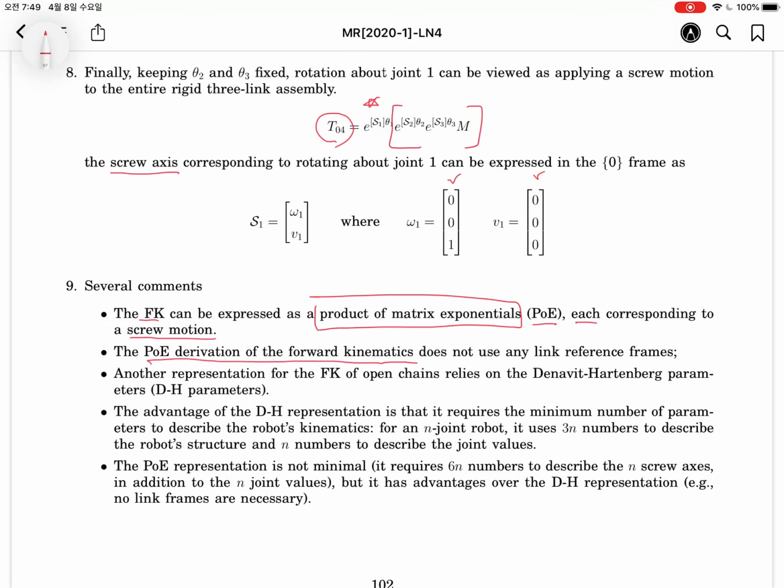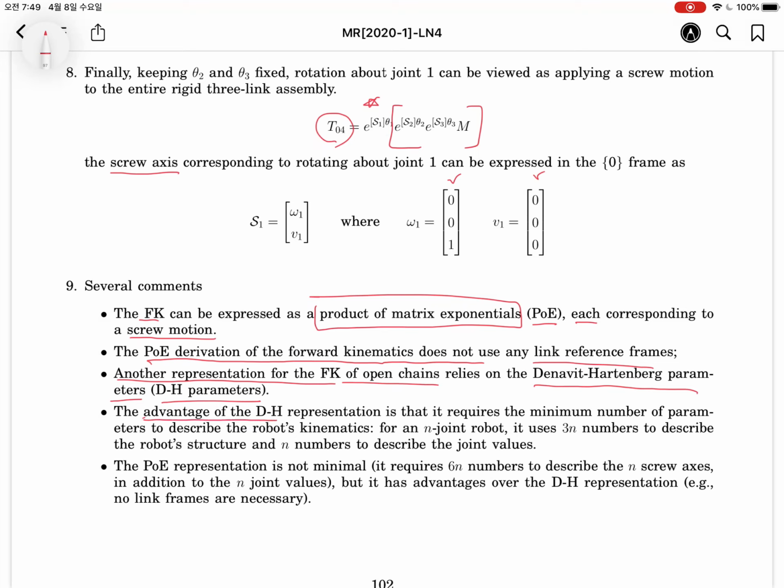Okay, the POE derivation of the forward kinematics does not use any link frame. Actually, if we wanted to use DH notation, every joint and link frame is required to derive the forward kinematics. Here, another representation of the forward kinematics of an open chain relies on Denavit-Hartenberg parameters. If you wanted to learn more detail about the DH notation, you can get some advice from the appendix part.